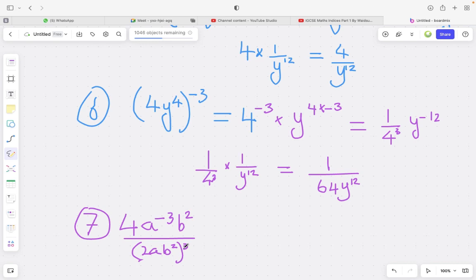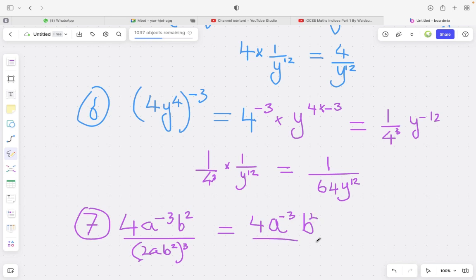So we solve the numerator and then we do the denominator, right? Let's solve the numerator and then we do the denominator. This is simply saying that this 2, since it's inside the bracket, is going to be 2 to the power of 3. So here, the numerator is just 4 a to the power of -3, okay, and b to the power of 2. Just write it like that first.